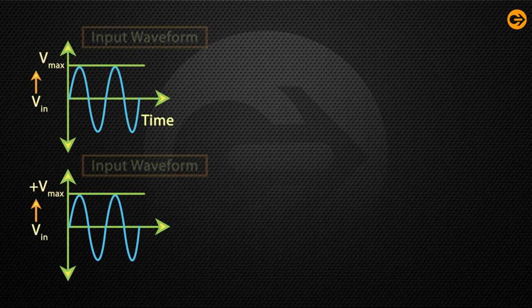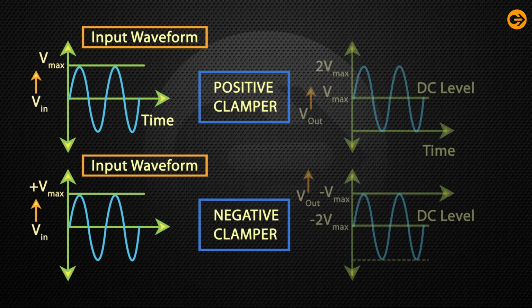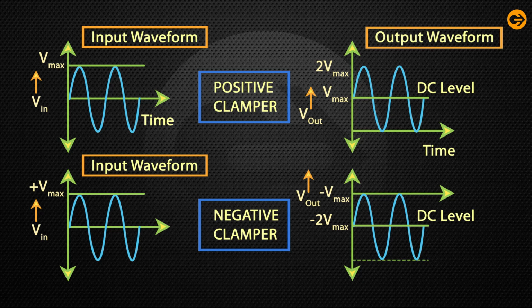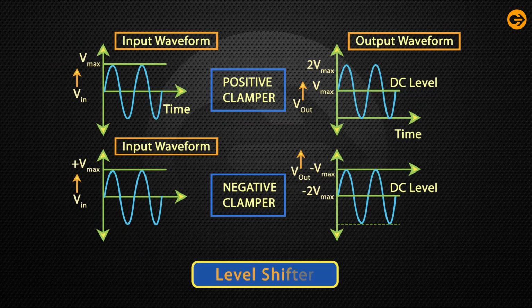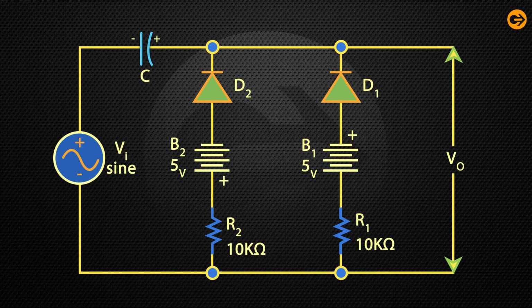A clamper circuit can be said to be a circuit that adds a DC level to an AC signal. The desired positive and negative peaks can be placed at desired levels with the help of clamping circuits. Now, since a DC level is shifted, this can also be called a level shifter. Now, let us look at a clamper circuit.